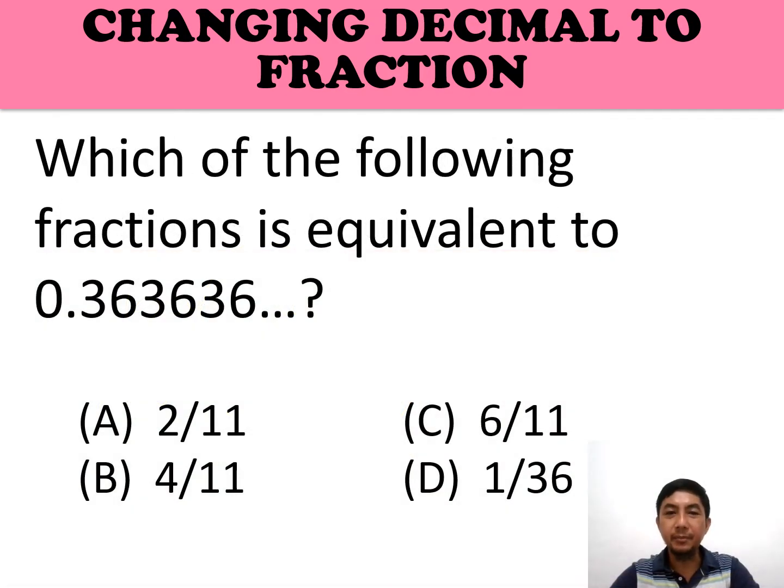Okay, so here's another problem, changing decimal to fraction. But this time, the decimal is a repeating decimal. So ano kaya ang tactic dito? Which of the following fractions is equivalent to 0.363636, where 36 is repeated? Okay, so A, 2 over 11, B, 4 over 11, C, 6 over 11, letter D, 1 over 36. Timer starts now.